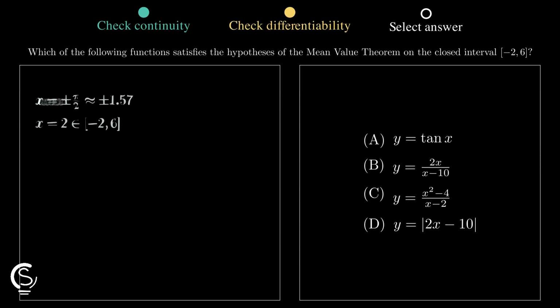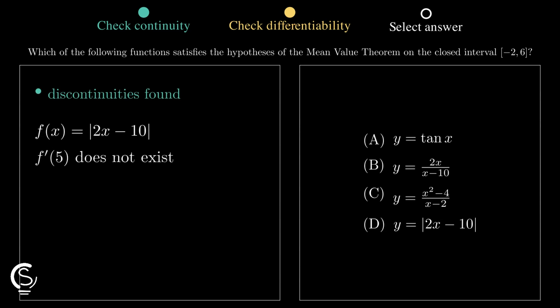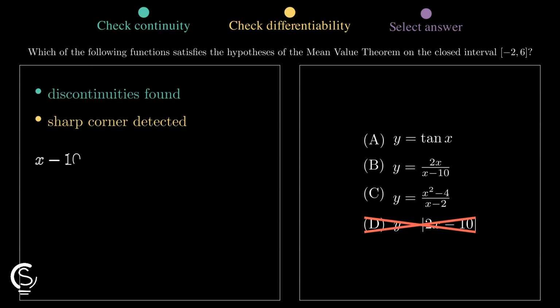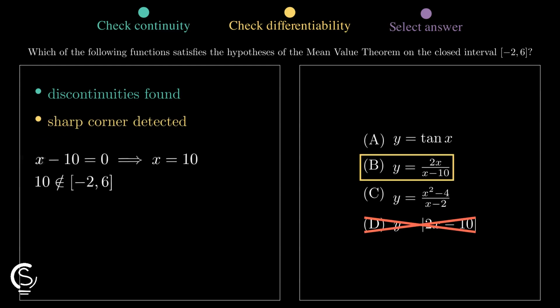Option D is an absolute value function. It has a sharp corner at x equals 5, where the derivative fails to exist. This violates the differentiability requirement of the theorem. Option B is a rational function. Its only discontinuity is at x equals 10, which is outside our interval. Thus, it is continuous and differentiable on the entire interval today.